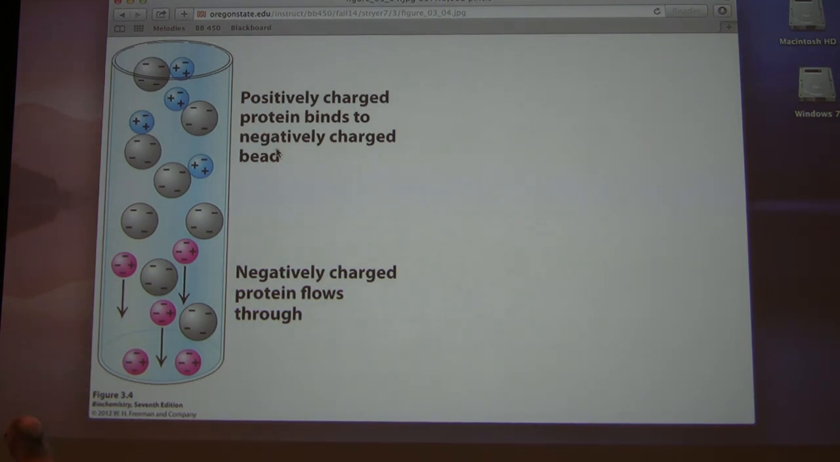Okay? This particular type of chromatography that I'm showing you here is called cation exchange chromatography. In cation exchange chromatography, the positives stick to the beads. In anion exchange chromatography, this is reversed. The beads are positively charged, and the protein that sticks is the negatively charged protein. So in cation exchange chromatography, the positively charged proteins stick the most. In anion exchange chromatography, the negatively charged proteins stick the most. Okay, don't confuse those two.